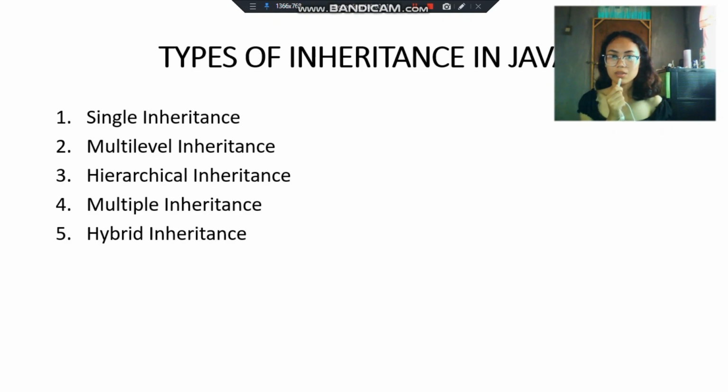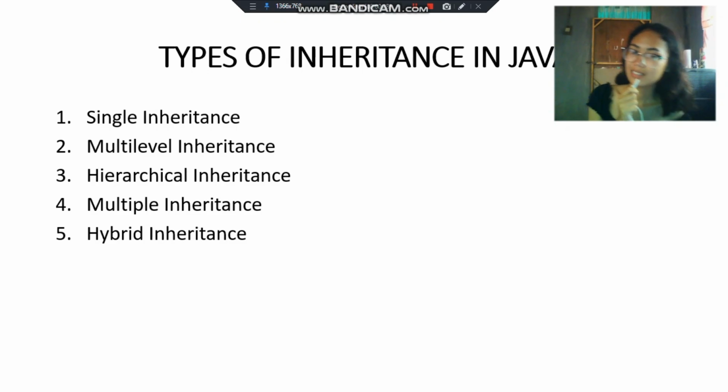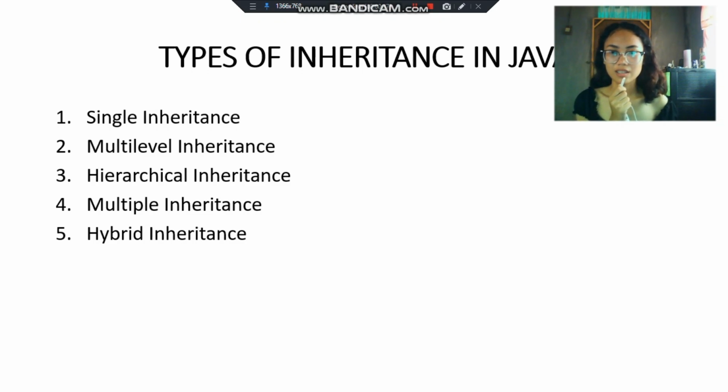So let's talk about the types of inheritance. So si inheritance naa siya 5 ka types. First is the single inheritance, second is the multi-level inheritance, third is the hierarchical inheritance, fourth is the multiple inheritance, and last is the hybrid inheritance. So our task is to choose one inheritance and explain it and give example. So I choose multi-level inheritance.